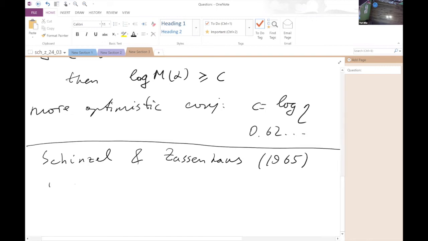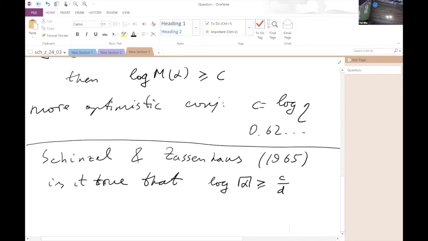Is it true that for the same alpha, the log of the house is greater or equal than C over D, where C is again an absolute constant?